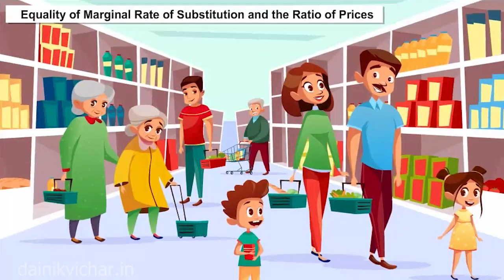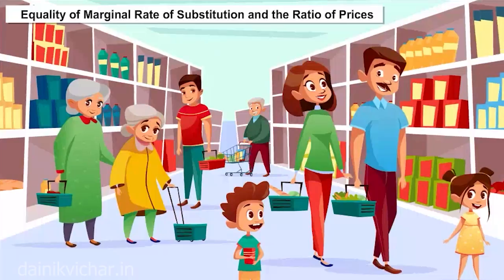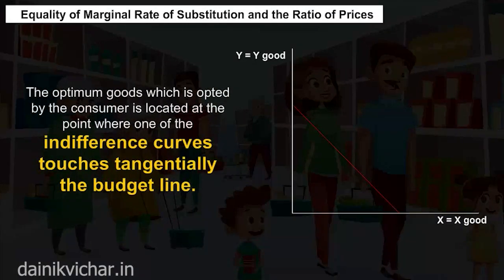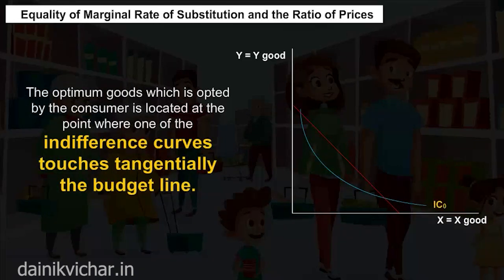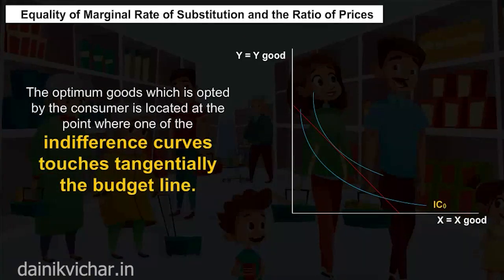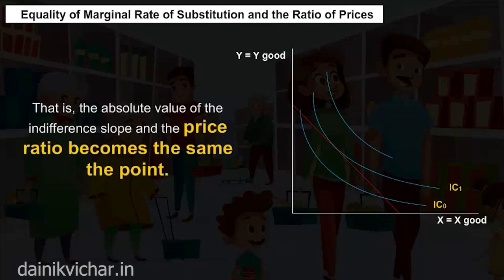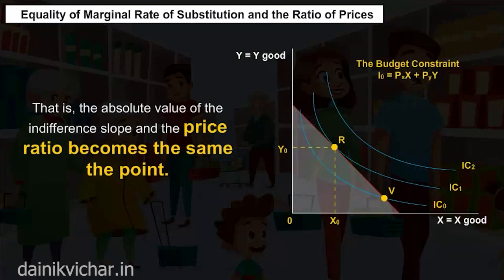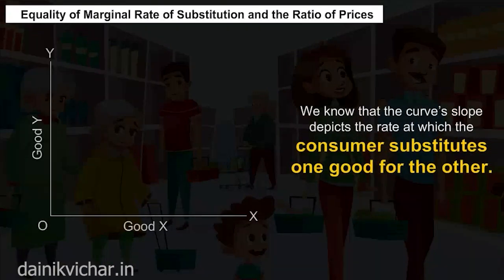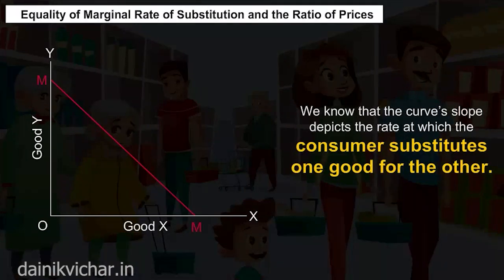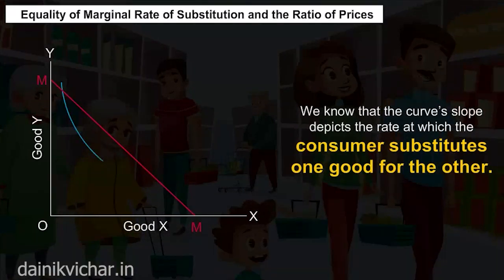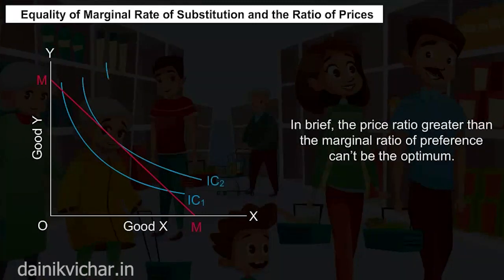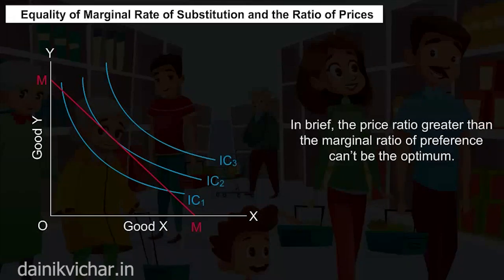Equality of marginal rate of substitution and the ratio of prices. The optimum bundle opted for by the consumer is located at the point where one of the indifference curves touches the budget line tangentially. That is, the absolute value of the indifference curve slope and the price ratio become the same at that point. We know that the curve's slope depicts the rate at which the consumer substitutes one good for the other. In brief, a price ratio greater than the marginal rate of substitution cannot be the optimum.